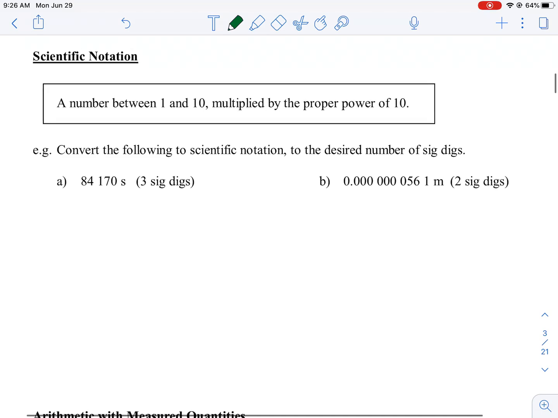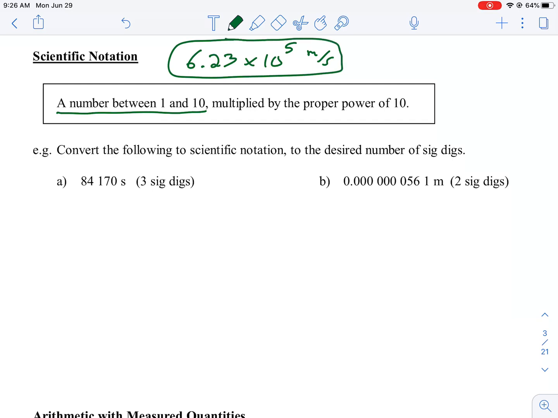Finally, let's talk about scientific notation. It's really important you guys understand that scientific notation has to be a number between 1 and 10 multiplied by a power of 10. Kind of like 6.23 times 10 to the 5th meters per second. See, this would be considered scientific notation.